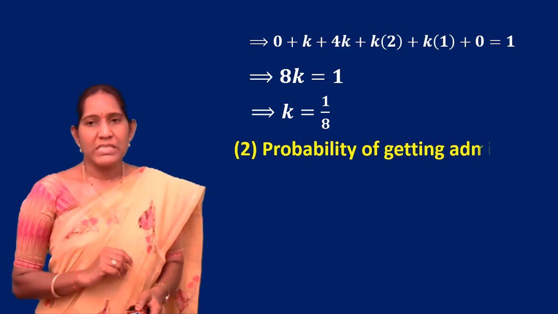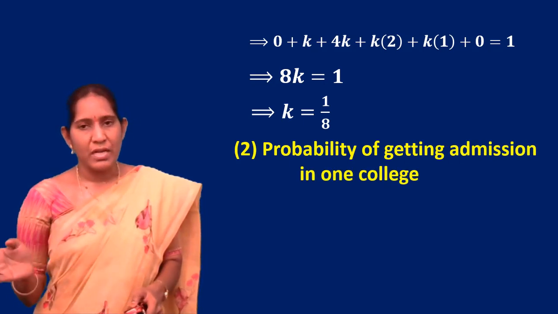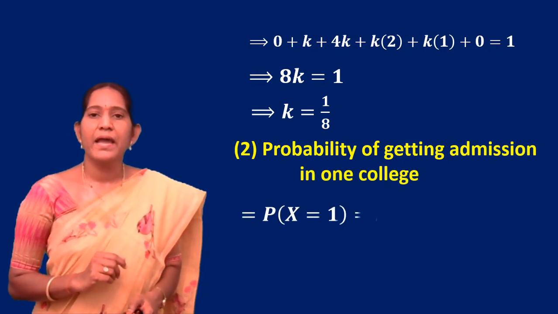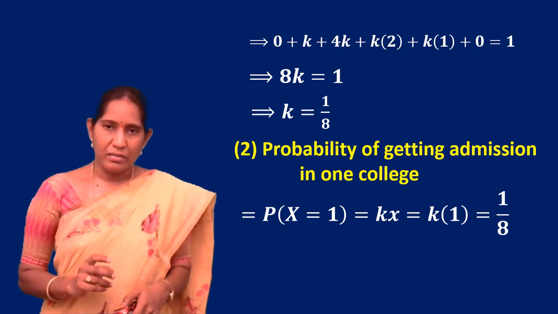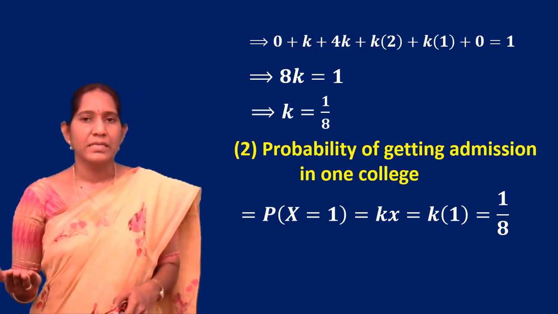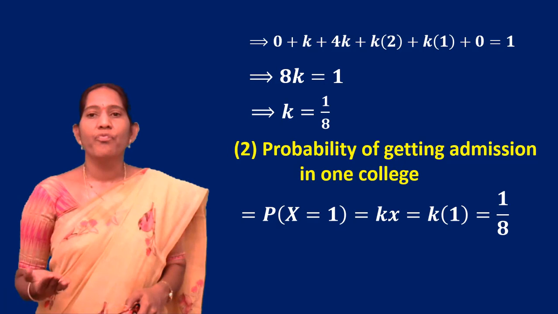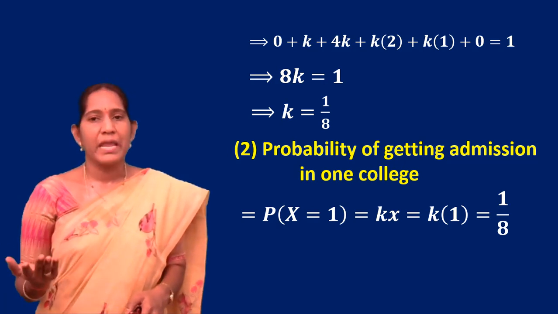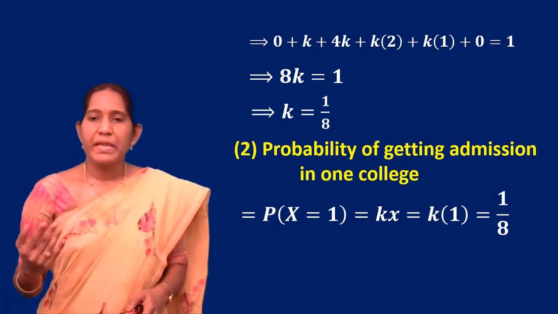Now, the second one is the probability of getting admission in one college, denoted by P of x equal to 1. That value is k into x, that is equal to k into 1. K is equal to 1 by 8, so that is equal to 1 by 8.